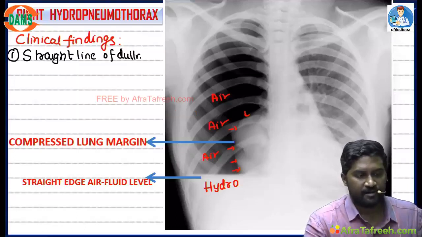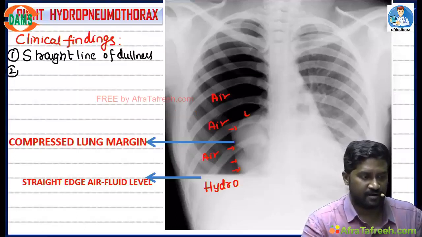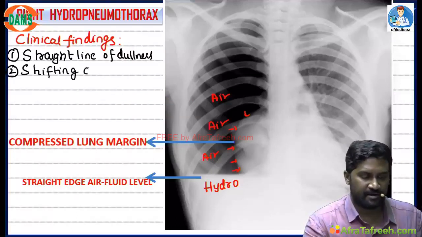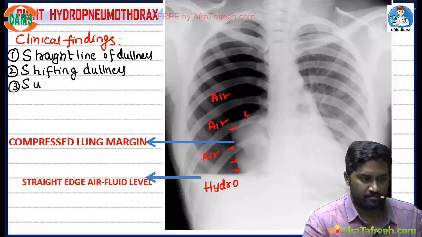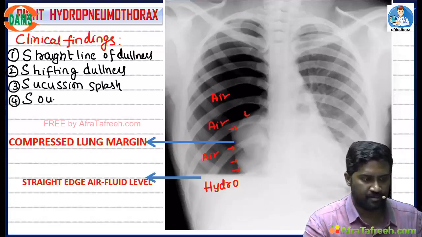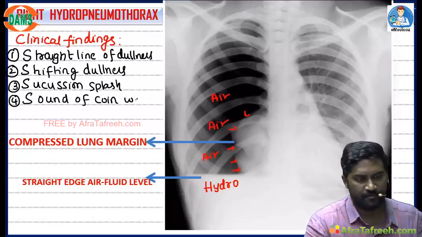Straight line of dullness. Second S is shifting dullness. Third S is succussion splash. Fourth S is sound of coin. Well heard.